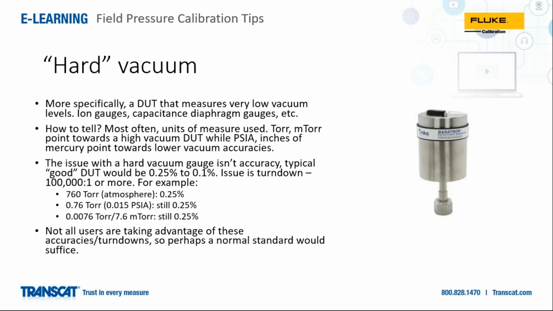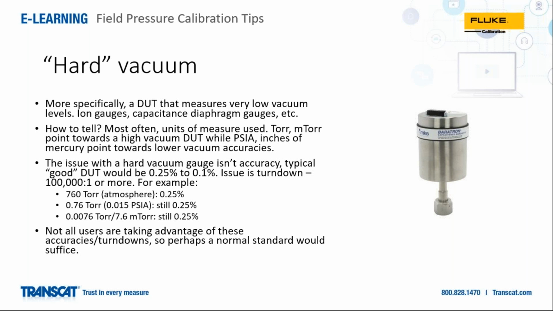The issue with these kinds of gauges in these hard vacuum situations isn't really the accuracy of the gauge. These aren't super difficult devices. A typical good device would be like 0.25%, maybe a little bit better. The issue is how far they go down the scale, what you might call turn down. These things can have incredible ranges over which they are percent of reading devices. These aren't percent of scale devices, they're percent of reading devices, and they're percent of reading basically forever.